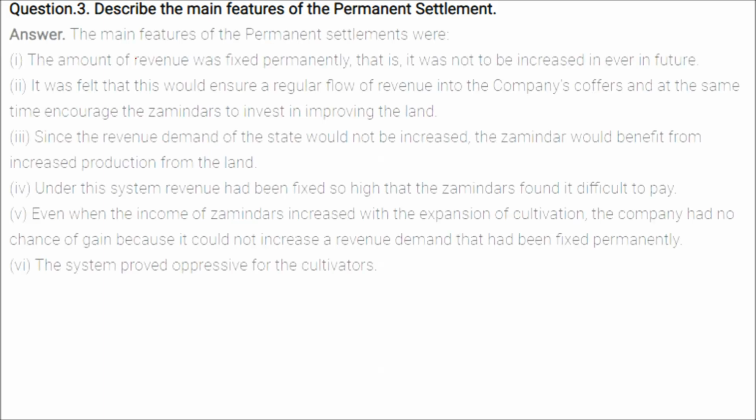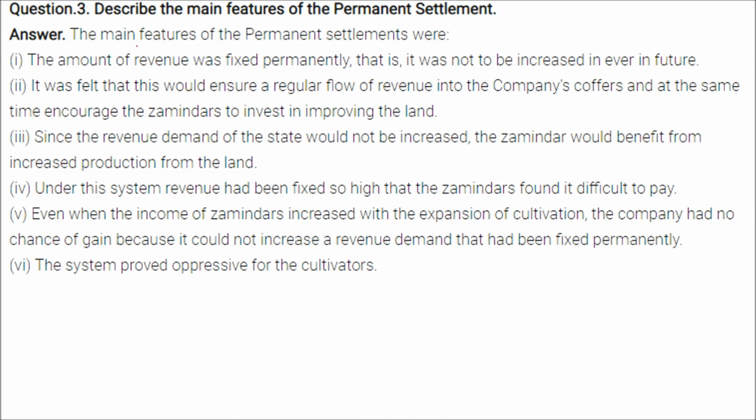Describe the main features of the permanent settlement. So the main features of permanent settlement: first, the amount of revenue was fixed permanently. That means it was not to be increased ever in the future. And it was felt that this would ensure a regular flow of revenue into the company's coffers, and at the same time encourage the zamindars to invest in improving the land.